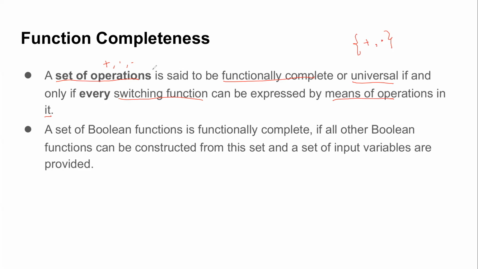Okay, what I mean is I can also perform complement using these two operations. Then this is a functionally complete set. So in general, this is a very generic definition. Any set of operations we say is functionally complete, or a universal set, if all the underlying functions in that domain can be done using that set of operations. Like for the Boolean functions, a given set of Boolean functions is functionally complete if all possible Boolean functions can be constructed from that set. And obviously with some input variables.